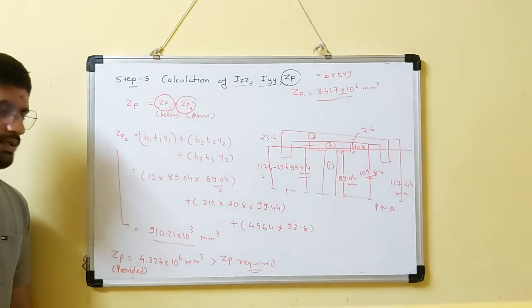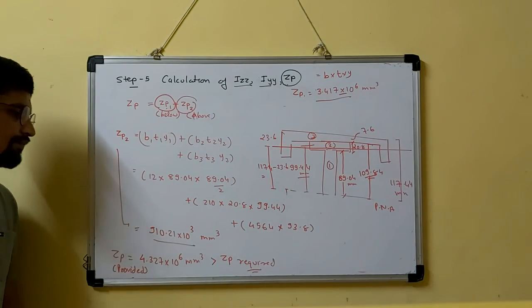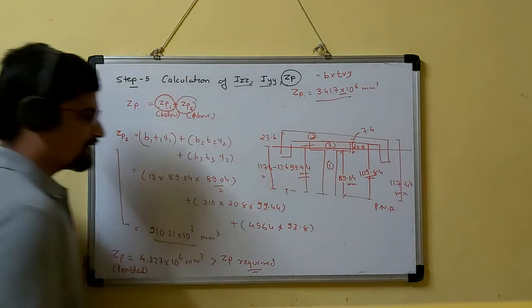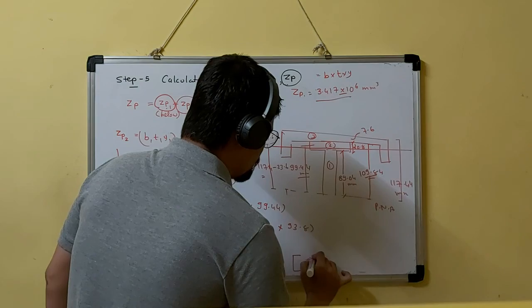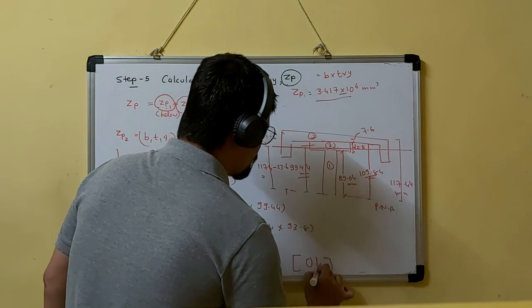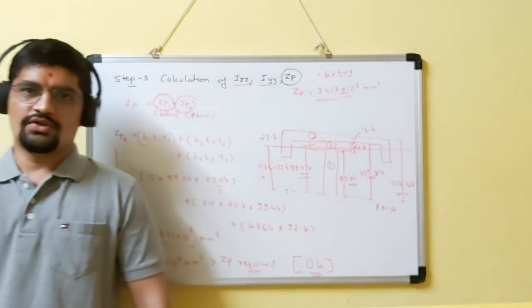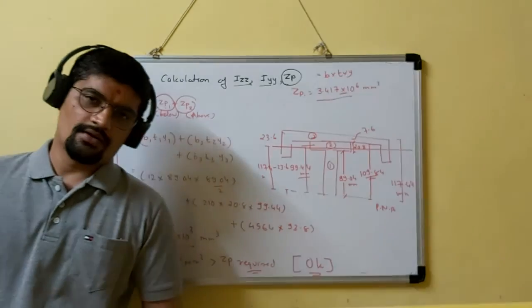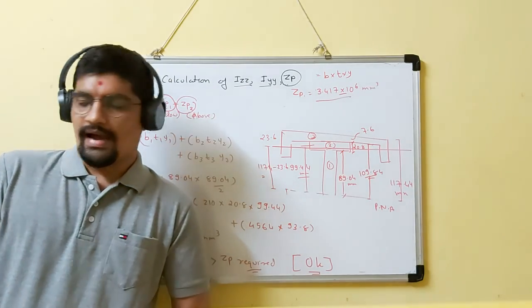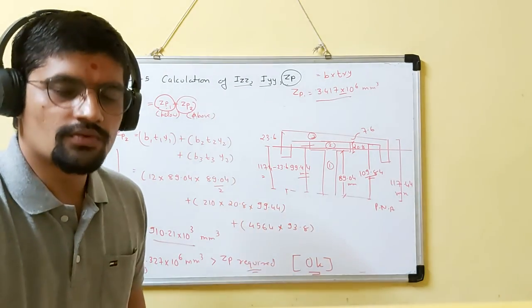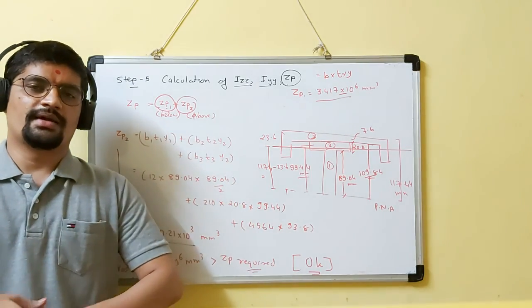So is the section which we have provided okay or not? It is okay. So this is our sum on the design of a gantry girder. I hope you all understand how to calculate the design of a gantry girder.